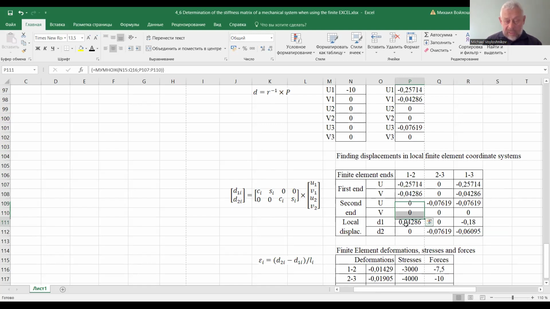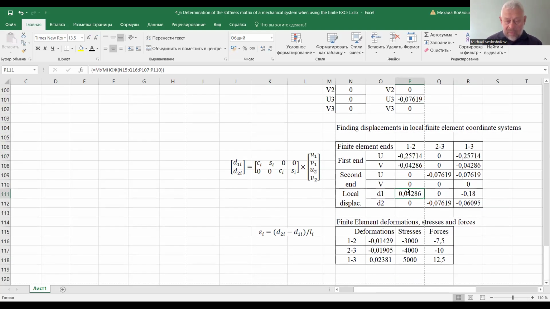After the product of the matrices, we can find the magnitudes of the displacements of the ends of each rod finite element of the considered truss in the local coordinate system of each finite element. So we can see what the displacement is in the local coordinate systems coinciding with each finite element. The reference point of the local coordinate system usually coincides with the beginning of the finite element, and the second point is the end of the finite element, to which the abscissa axis of the local coordinate system goes from the reference point.